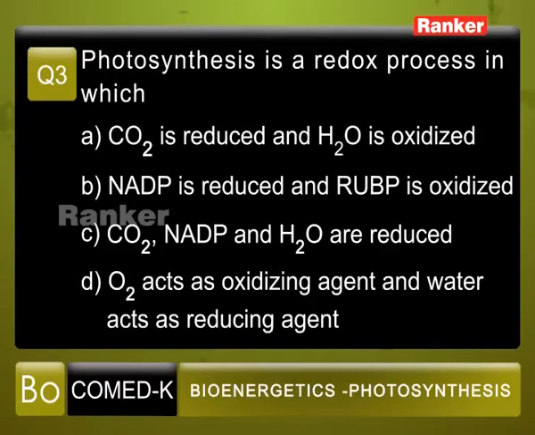Photosynthesis is a redox process in which A. Carbon dioxide is reduced and H2O is oxidized, B. NADP is reduced and RuBP is oxidized. C. Carbon dioxide, NADP and H2O are reduced. D. O2 acts as an oxidizing agent and water acts as a reducing agent.